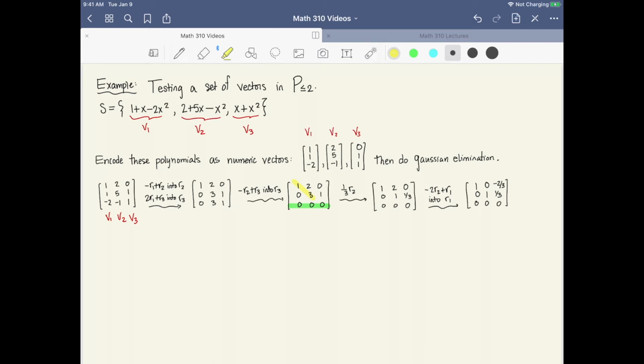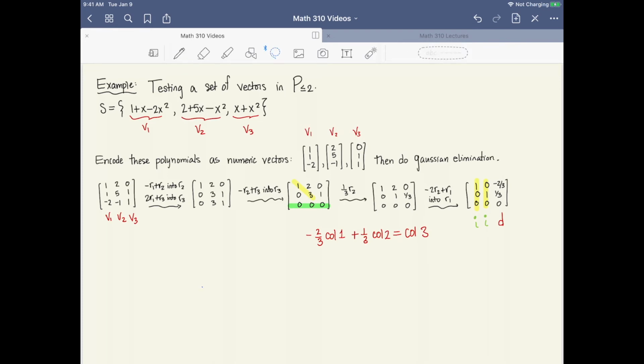So at the end of this, I see that I have a pivot column and a pivot column. So in particular, these columns are independent of each other. But this third column is dependent on the other 2. And the exact linear combination that relates them is that -2/3 column 1 plus 1/3 column 2 is equal to column 3. That's the linear dependency relation.